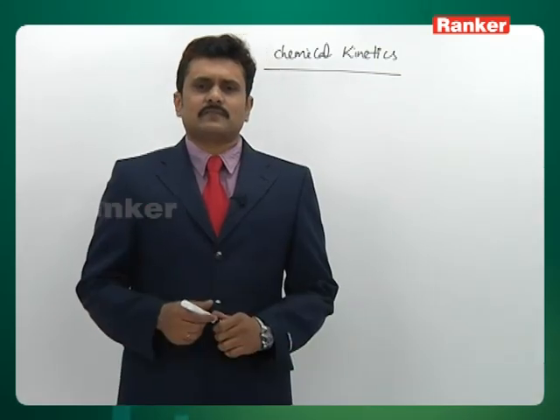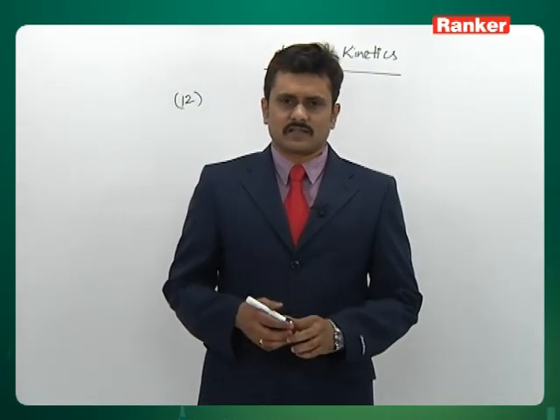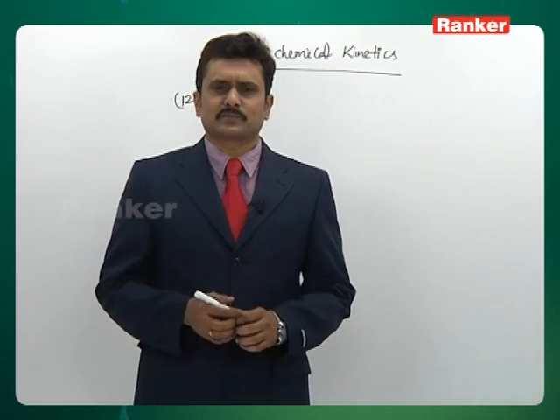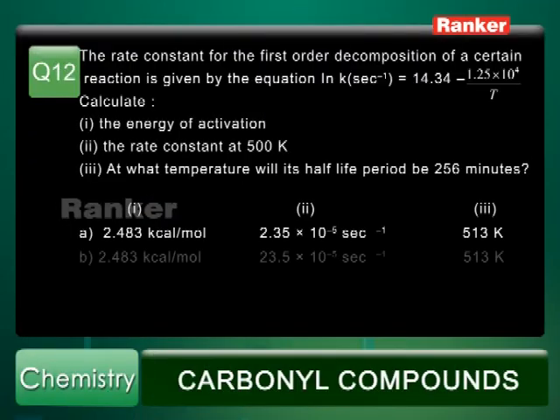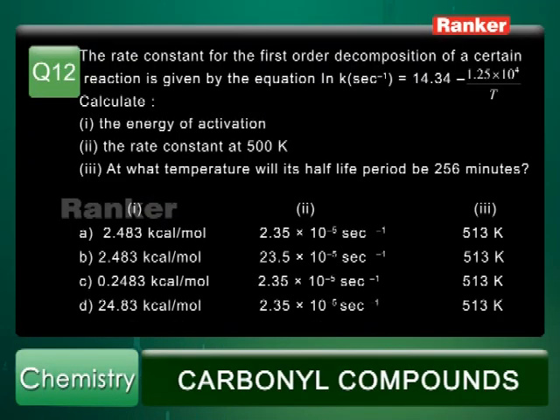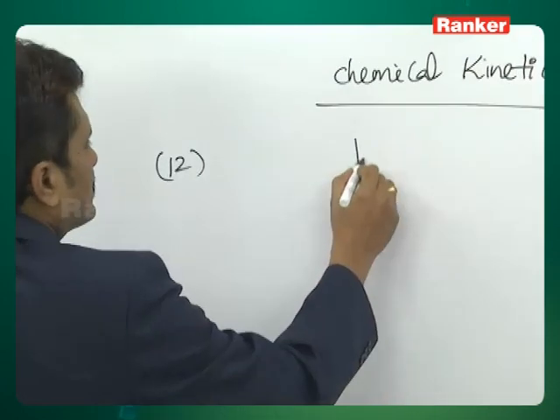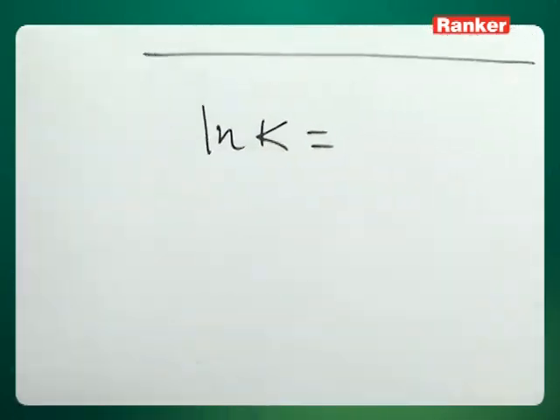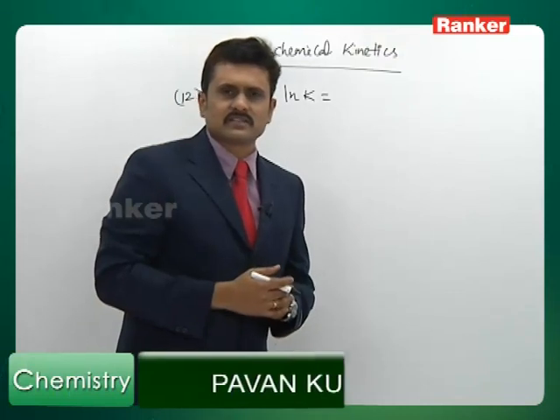The rate constant for the first order decomposition of a certain reaction is given by a certain expression, and you have been asked to find the activation energy, the rate constant at 500 Kelvin, and in the third question we have to find the temperature at which the half-life period of the given reaction will be 256 minutes. The expression provided is once again based on the Arrhenius equation. It's a previous JEE question.